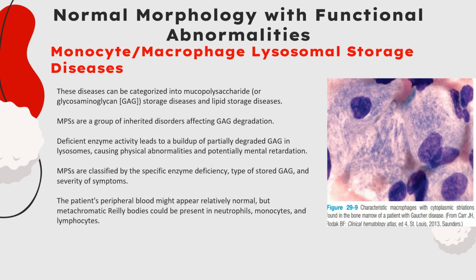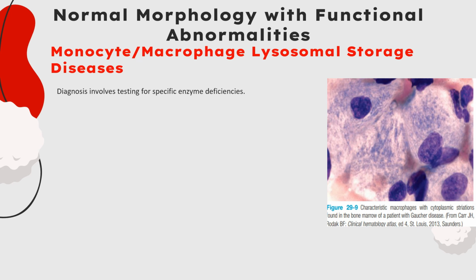Clinical features of these disorders can be elusive. Peripheral blood might seem normal, but metachromatic Reilly bodies could be present in various cell types. Bone marrow examination may reveal macrophages containing abundant metachromatic material. The diagnosis involves testing for specific enzyme deficiencies, aiding in accurate identification. Treatments like enzyme replacement therapy and hematopoietic stem cell transplantation offer hope for managing these conditions.